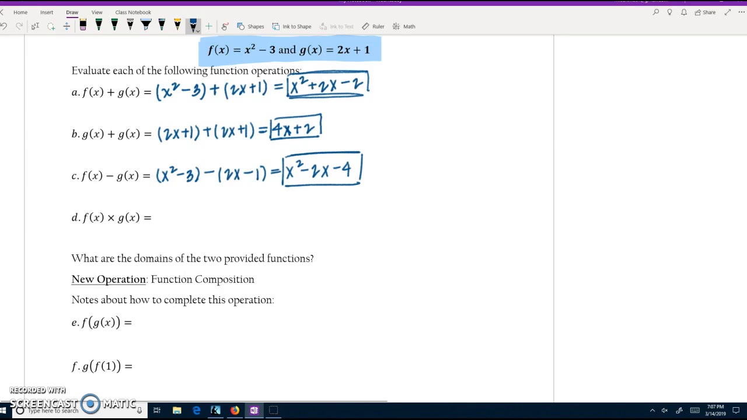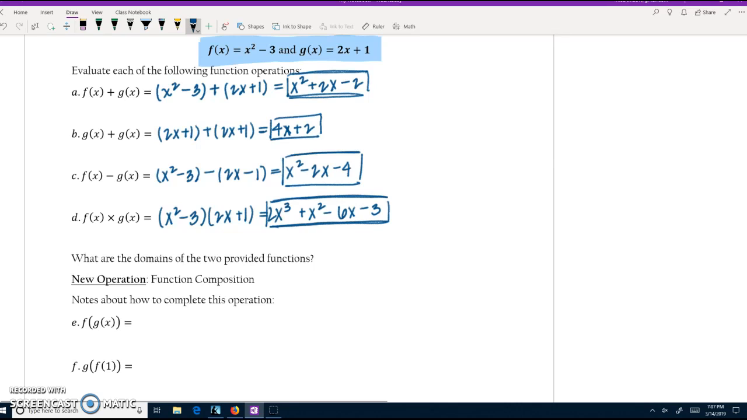The last operation is multiplication, so we're going to multiply f of x, which is x squared minus 3, by g of x, which is 2x plus 1. So we're going to be foiling here. If we FOIL, we will end up with 2x cubed, and then we'll have plus x squared minus 6x minus 3. So that's our multiplication operation there. So all pretty straightforward for those ones.